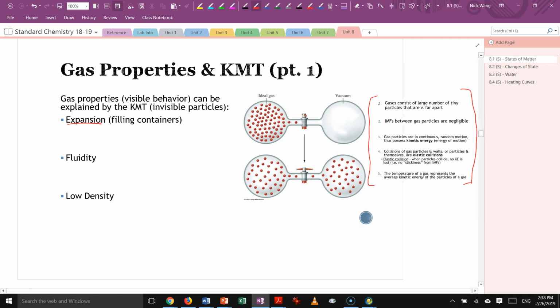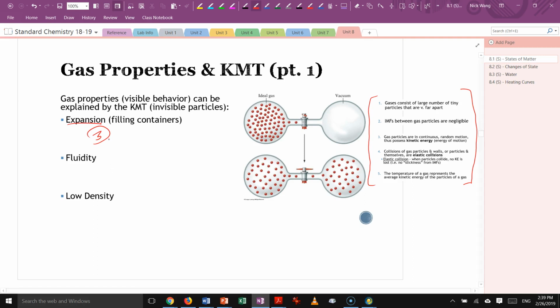Now, don't get me wrong, right? The fact that there are a very large number of particles with very much space between them, that's still true. It might not necessarily be to scale in this diagram, but that's still true. We're still assuming that the IMFs between gas particles are negligible and so on and so forth. But again, the main factor that explains this behavior would be something like 3.